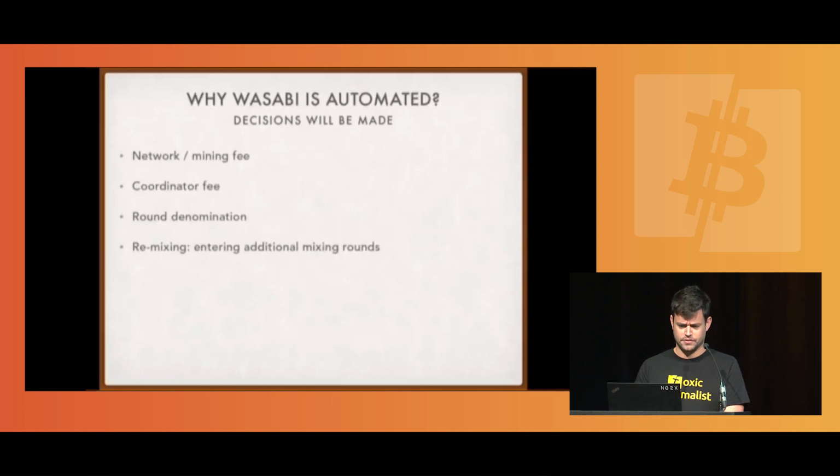And why is Wasabi specifically automated? Because it has to make decisions for you. So when you queue up coins to be mixed, there are a lot of things that you don't decide yourself, and the wallet will decide for you later on, maybe during the night when you're not next to your computer. So it will decide things like what mining fee you're going to pay for transactions. It's going to decide how much fees you're going to pay for the coordinator, for the server operated by Wasabi Wallet. It's going to decide the denomination of the round because it's trying to optimize the Bitcoin amount that's going to go into that round.